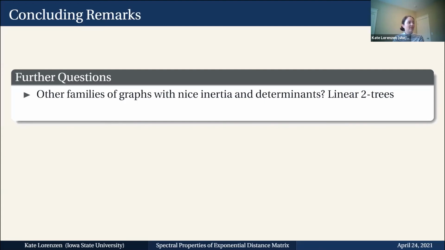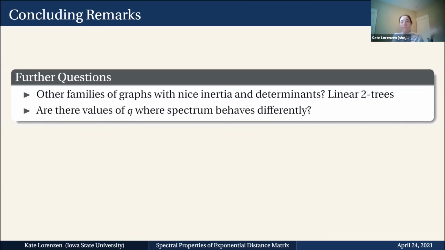Another question that I have is, are there values of Q where the spectrum behaves differently? And this is a broader question just about the exponential distance matrix. From some data gathering, my idea is that Q equals 1/2 is a different value of Q where the spectrum is going to behave a bit differently. But I think this is definitely an interesting question, and it's still pretty wide open.